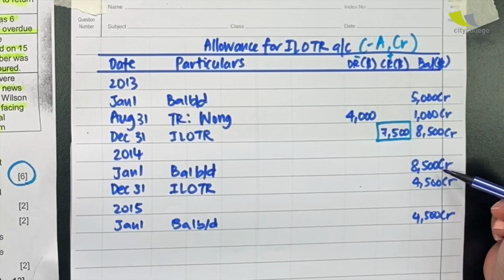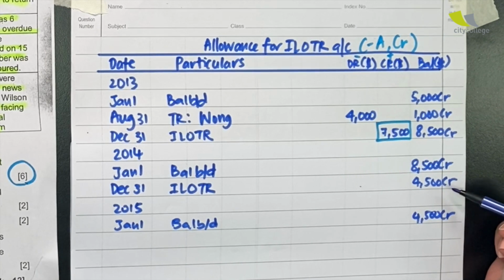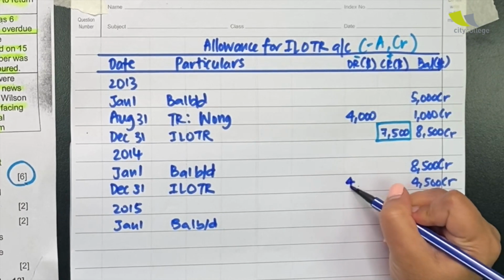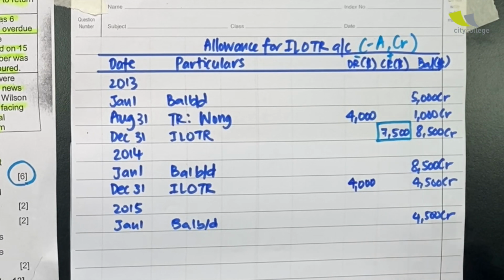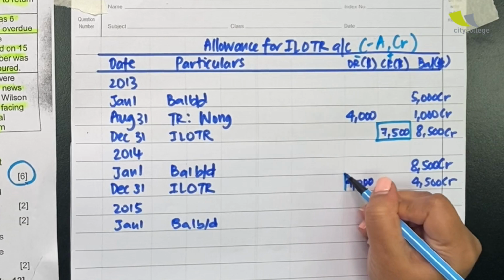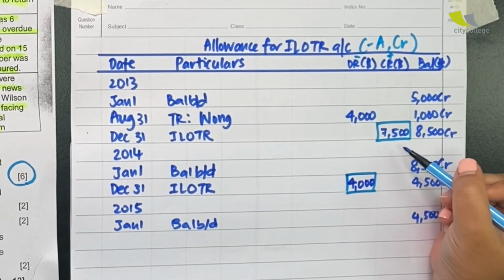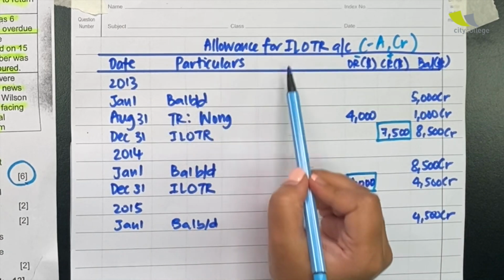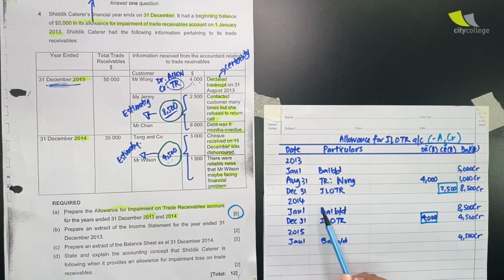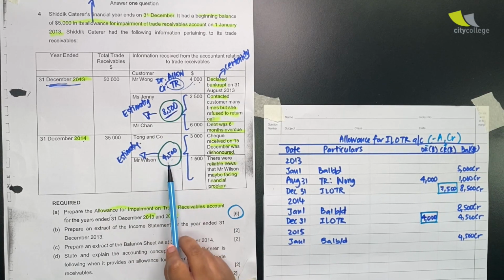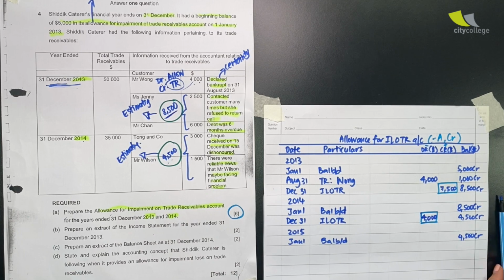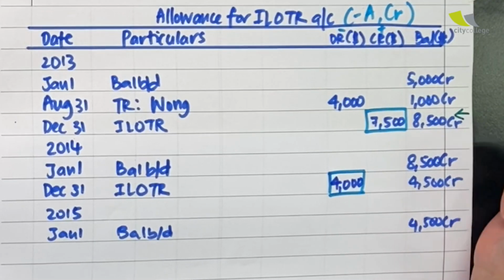How did we get from 8,500 to 4,500? We have to minus 4,000. Since the minus column is the debit column, we are supposed to write 4,000 in the debit column. And this 4,000 is a figure that we are required to derive, just like we derived the 7,500. So remember, this allowance account is an estimate account. Whatever information is given in the question as being the estimate for that year end must be presented in the balance column.